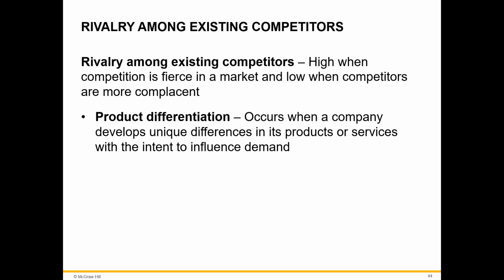Rivalry among existing competitors is high when the competition is fierce in a market and low when competitors are more complacent. Product differentiation occurs when a company develops unique differences in its products or services with the intent to influence demand.